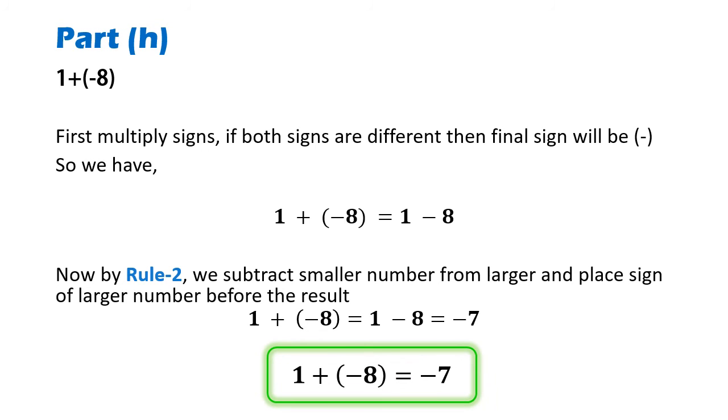Part H. 1 + -8. First multiply signs. If both signs are different, then final sign will be minus. So we have 1 - 8. Now by rule 2, we subtract smaller number from larger and place sign of larger number before the result. So finally we have 1 + -8 equals -7.